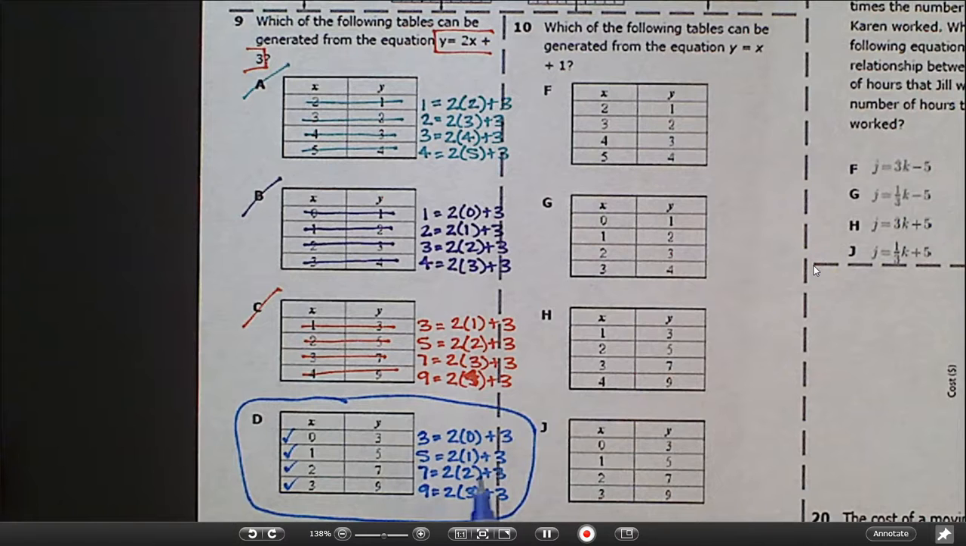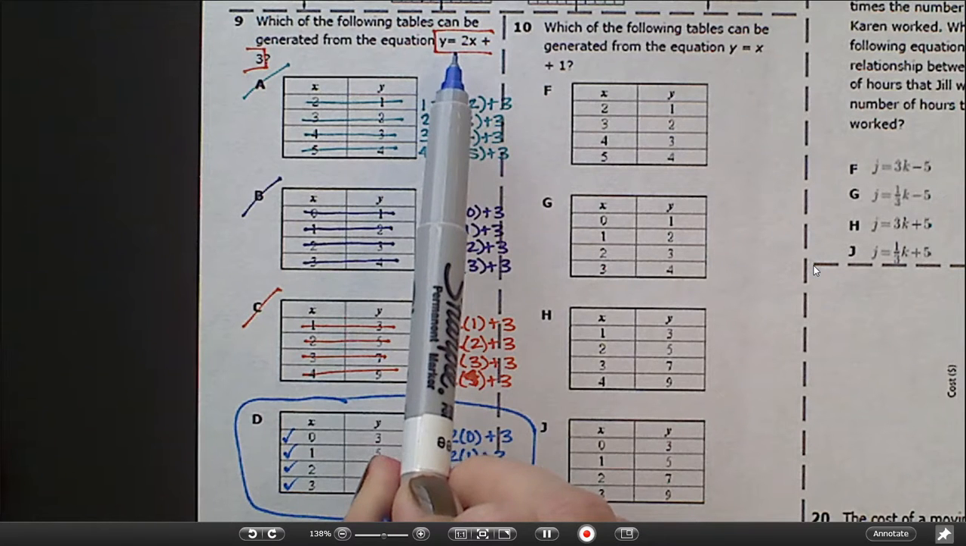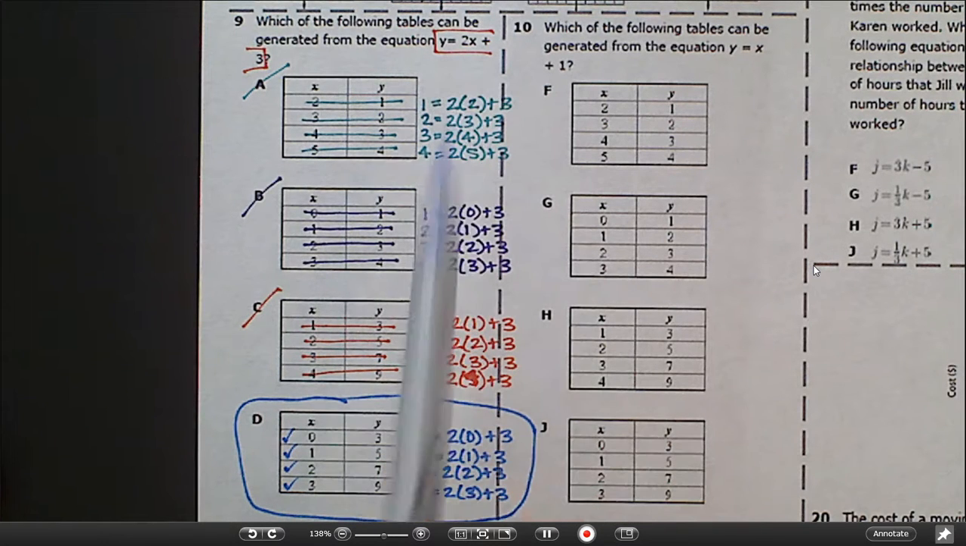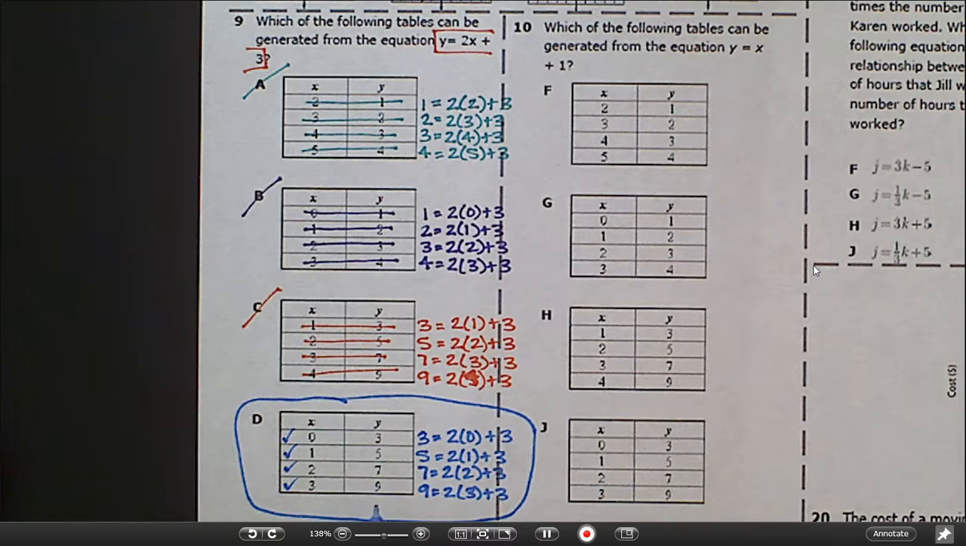So all we did was test every table, and it took a little while, but we found out for sure which answer is correct. And we plugged all of our tables into this equation to see which one actually goes with that equation.